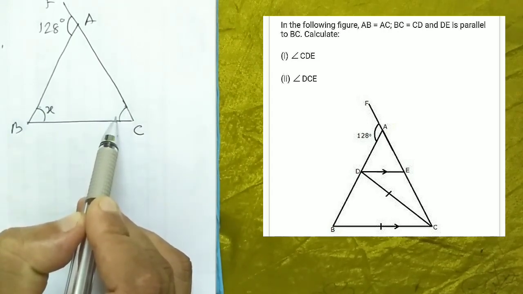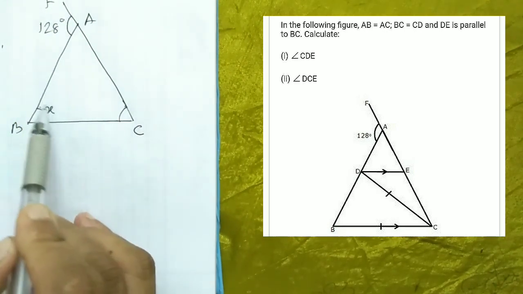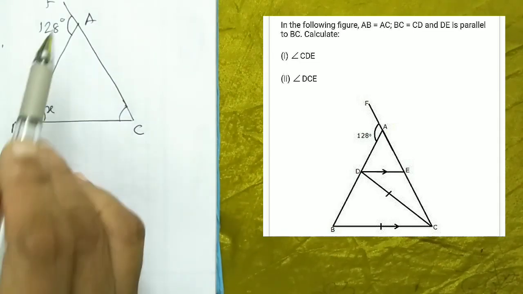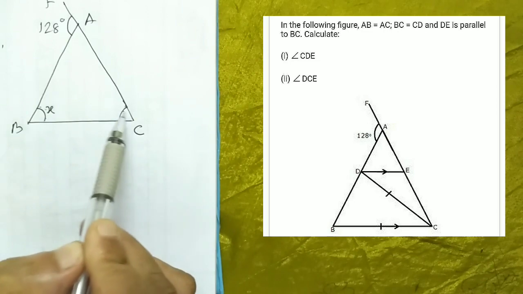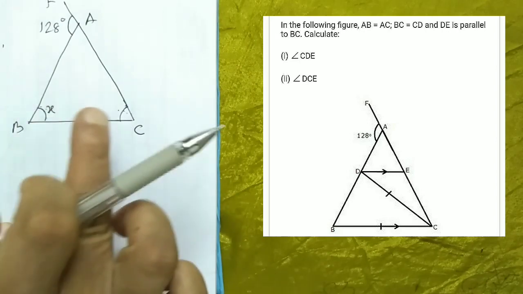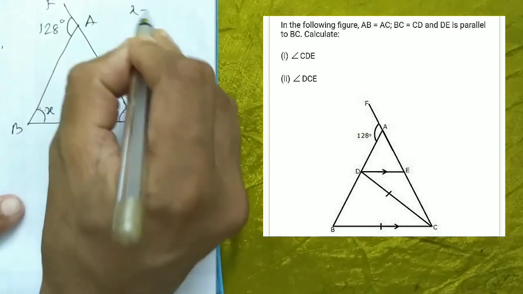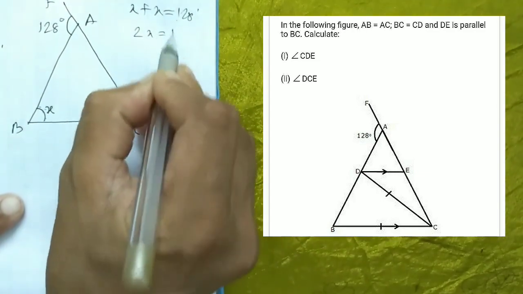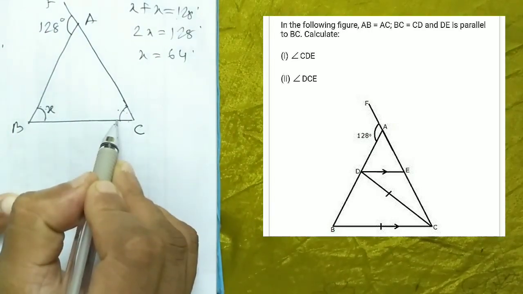We know that the exterior angle is the sum of the two interior opposite angles. Again I am repeating the property: the exterior angle is the sum of two interior opposite angles. So if this is X, this is also X. That means this plus this equal to 128 degrees. So X plus X equal to 128 degrees, that means 2x equal to 128, x equal to 64 degrees. So this is 64, this is also 64.